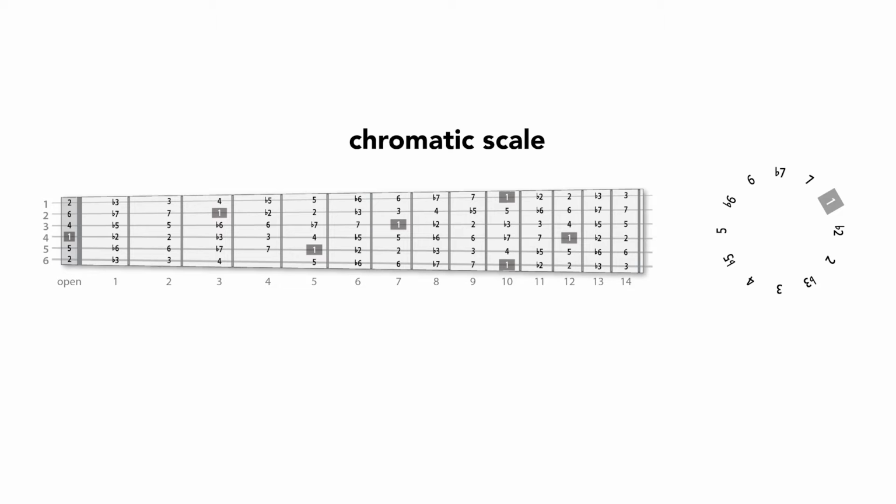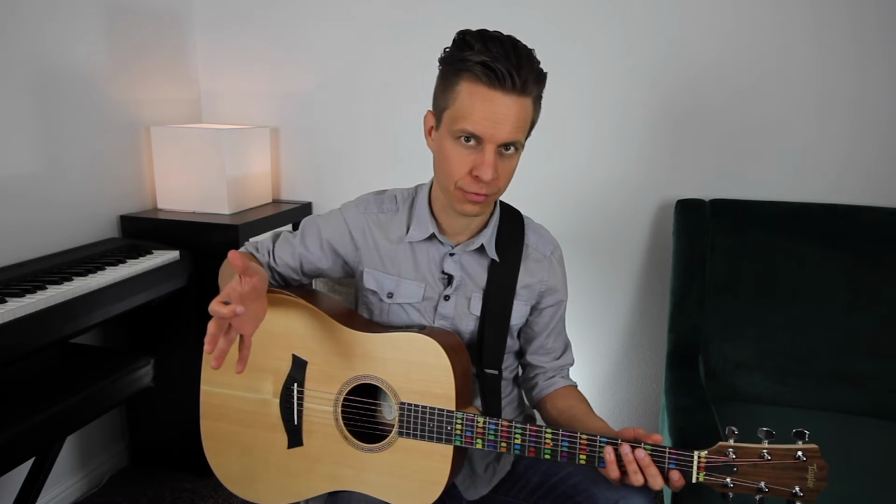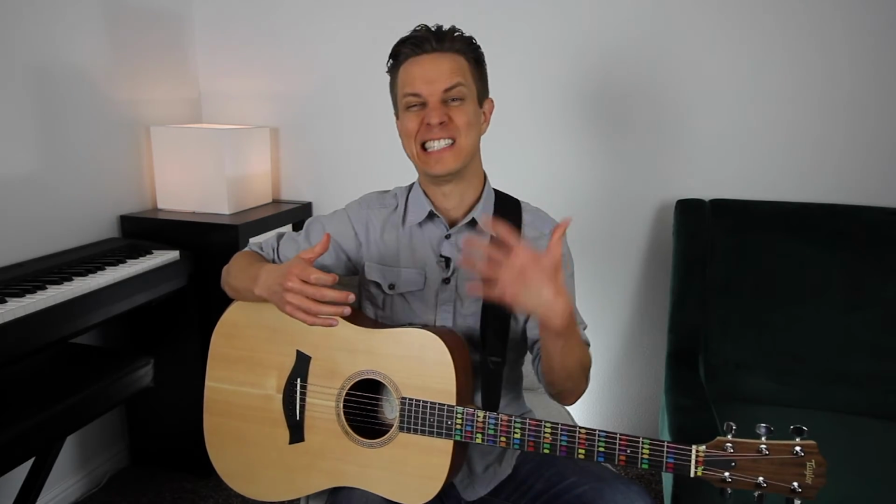And these other intervals have their own number labels or scale degrees as well. But in the D major scale, it's just 1, 2, 3, 4, 5, 6, 7, 1. Now, as I'm saying all of this, it really is a bit of a mouthful. D, E, F sharp, G, A, B, C sharp, D, or 1, 2, 3, 4, 5, 6, 7, 8.